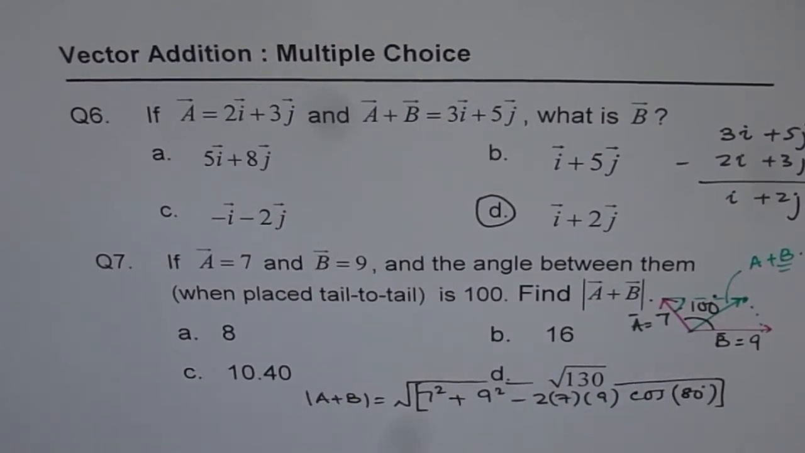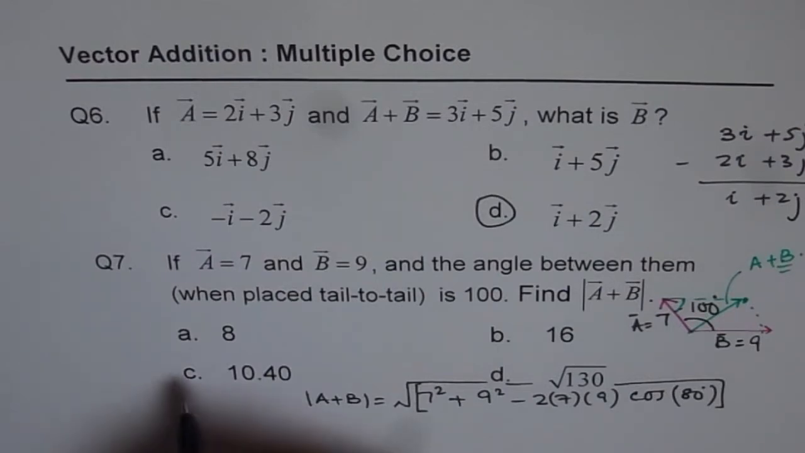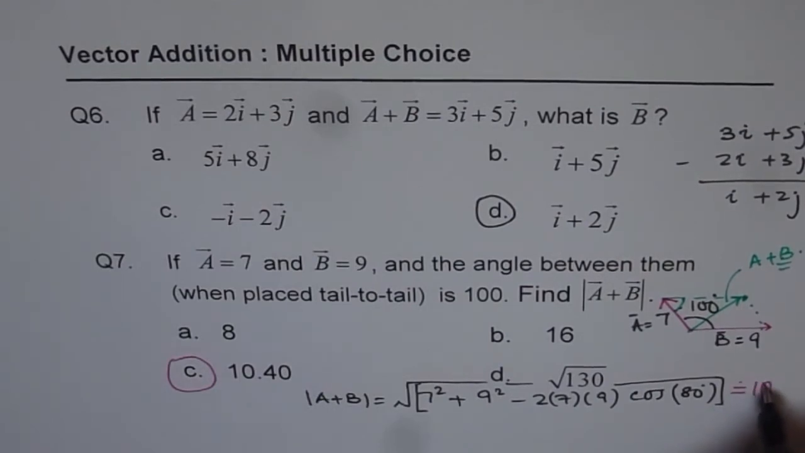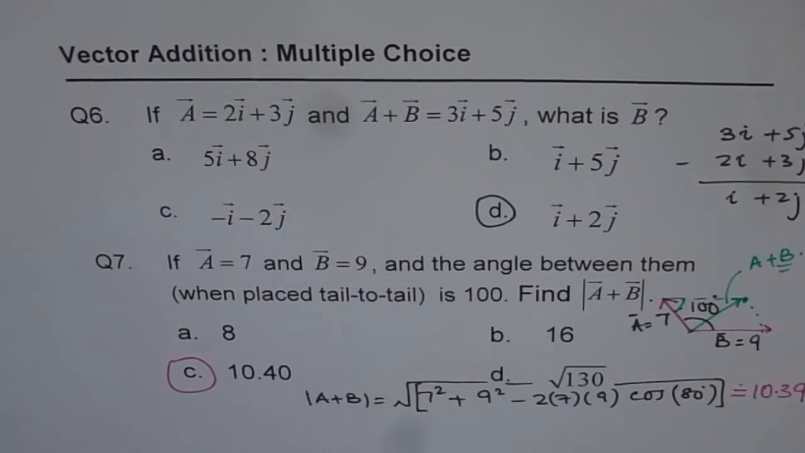So let's calculate this value and figure it out. So it is 7 square plus 9 square minus 2 times 7 times 9 times cos of 80 degrees, which equals 108, and we'll do the square root of this, 10.39. So that is 10.40 as our answer, right? So this is approximately equal to 10.39, and so we get our answer as 10.40.